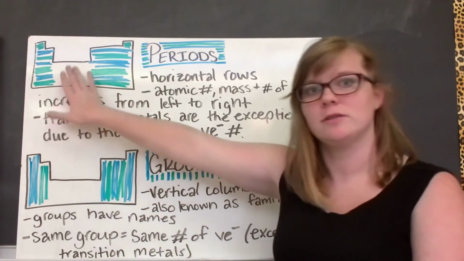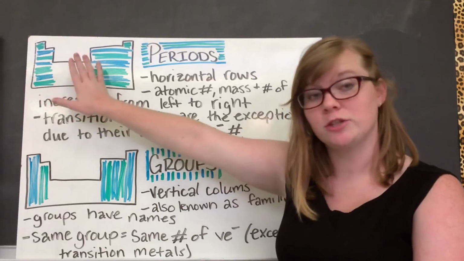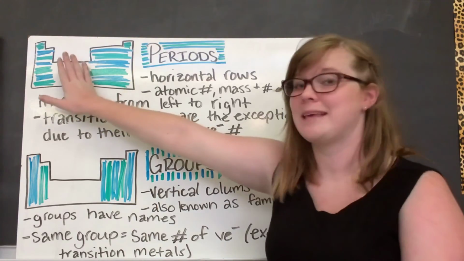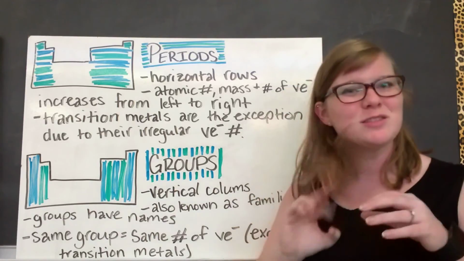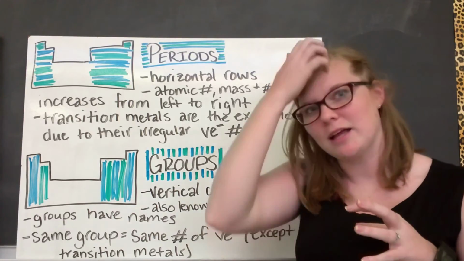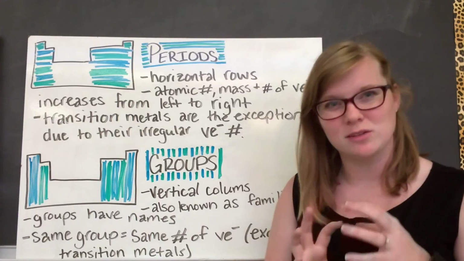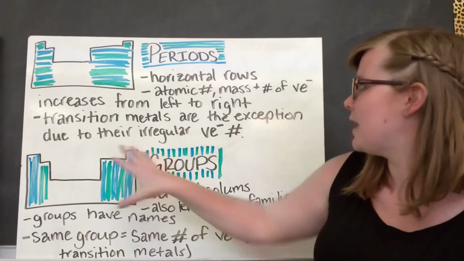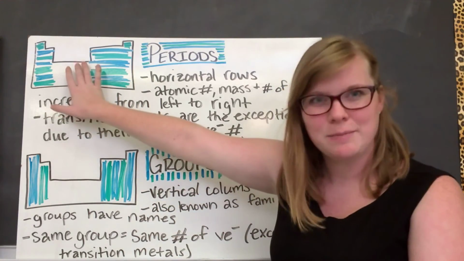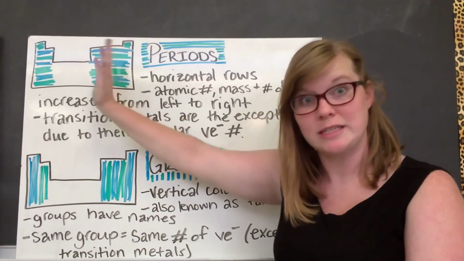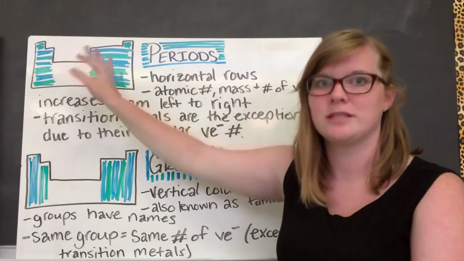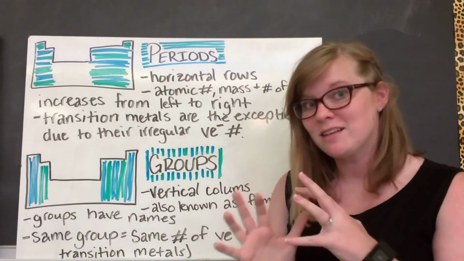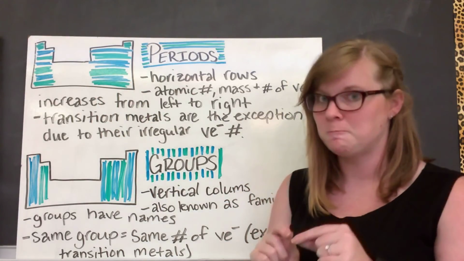Now, transition metals, they're this section in the center, right? So our transition metals, this group right here, they're going to be a little irregular. So metals are a little funky when it comes to valence electrons, and so we've got to calculate them a little differently. So that means that they're really kind of an exception to this valence electrons always increasing. Atomic number will always increase across the center, atomic mass will always increase across the center, but valence electrons tend to be a little tricky there.